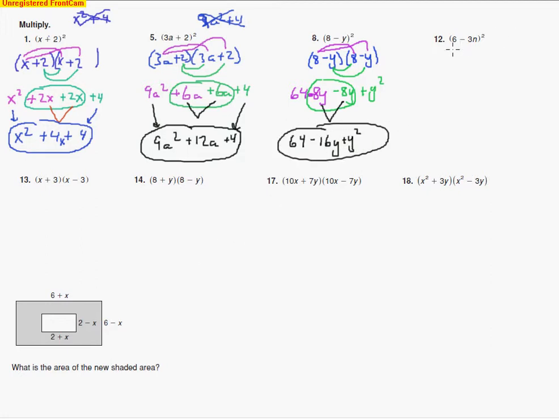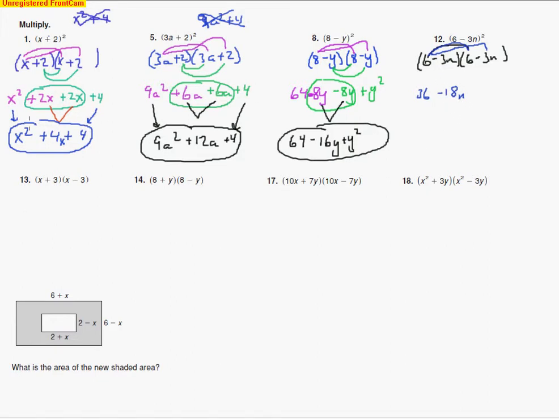Well, in the next problem here, similar situation. We have the term with the coefficient last, and we'll go ahead and rewrite it the way they have. So we've got a 6 minus 3n, and then another 6 minus 3n. So just as before, we do the first terms. So we've got the 6 and the 6 make 36. And then we did the 6 and the negative 3, and those multiply to make negative 18n.